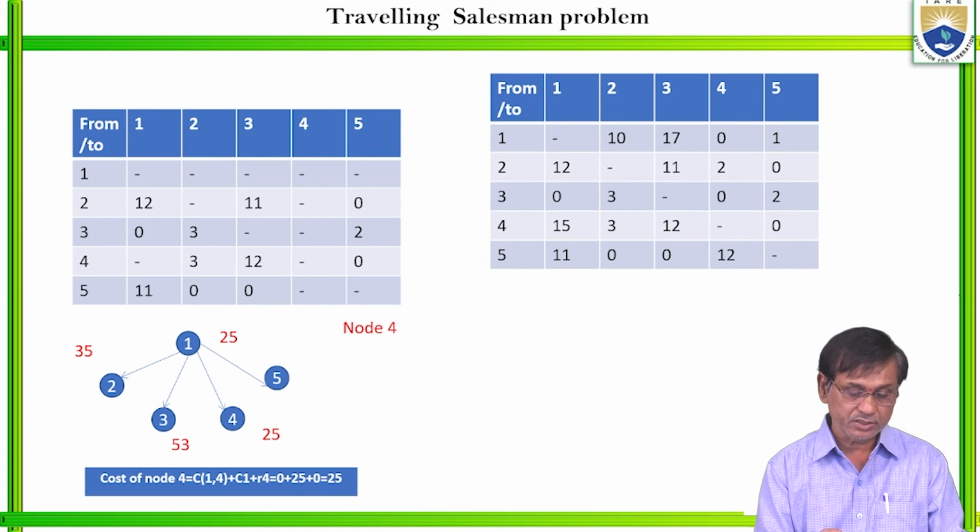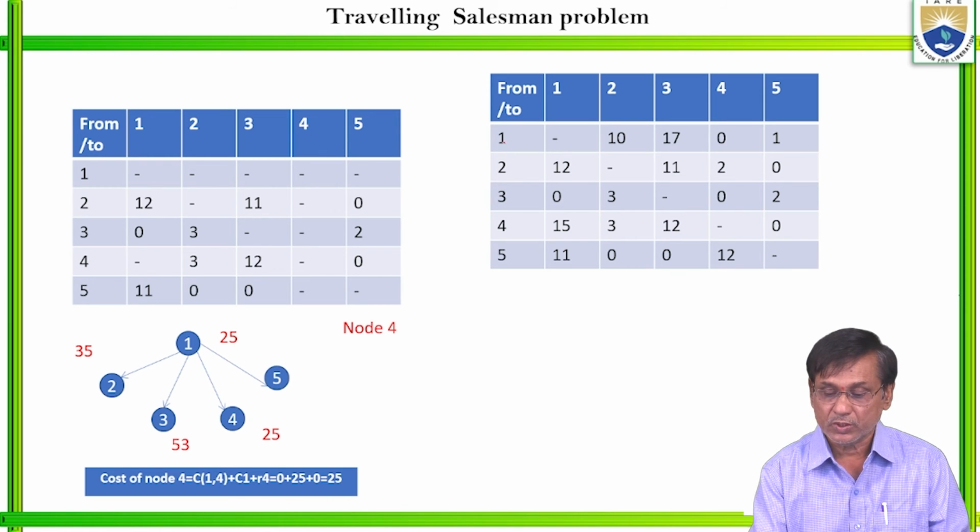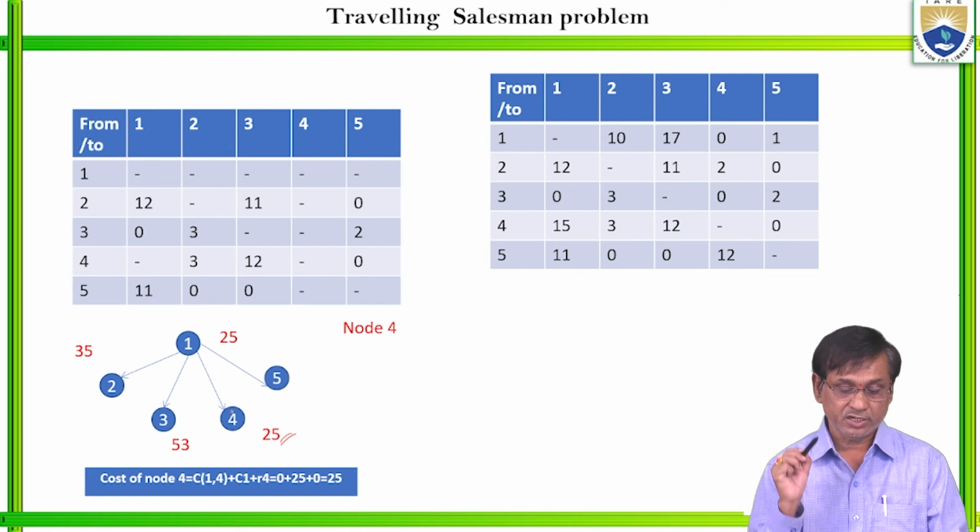Now find out the cost of the node 4. Cost of the node 4 is equal to C2 1 to 4. 1 to 4 is 0. 0 plus cost of the node 1 is 25 plus 0. So the total cost corresponding to the node 4 is 25. That is calculated and marked here.